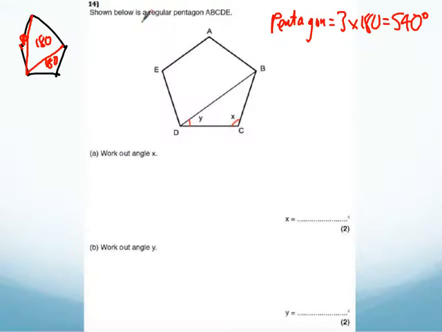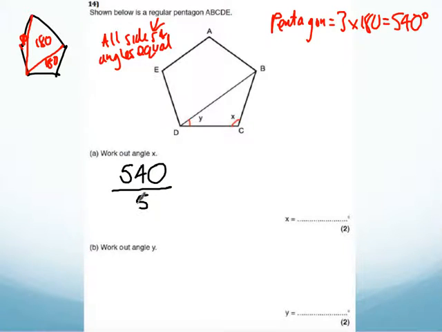Now, a couple of things to remember. Regular pentagon means all sides and angles are equal. So, in terms of my solution here, working out the angle X, what I know is there are 5 angles here, and so if I divide the total degrees in a pentagon, which is 540, by 5, then it tells me how many degrees the angle X is, and that's 108.